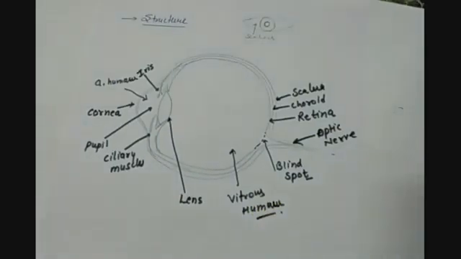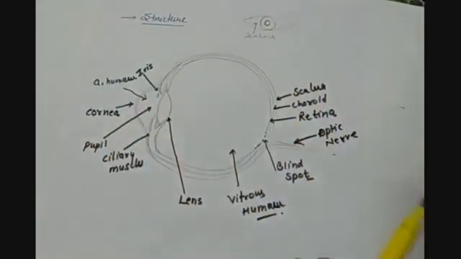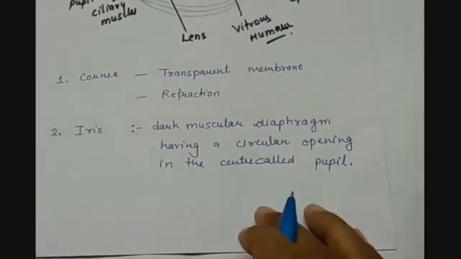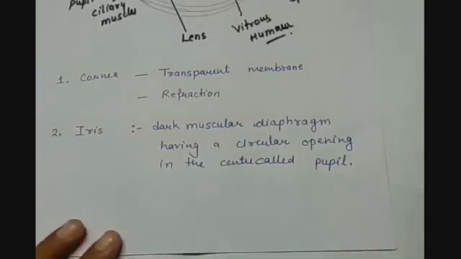So pause the video once and just look at all the parts of the eye and try making the diagram by yourself. Now, let us understand about the functions of various parts of eye.